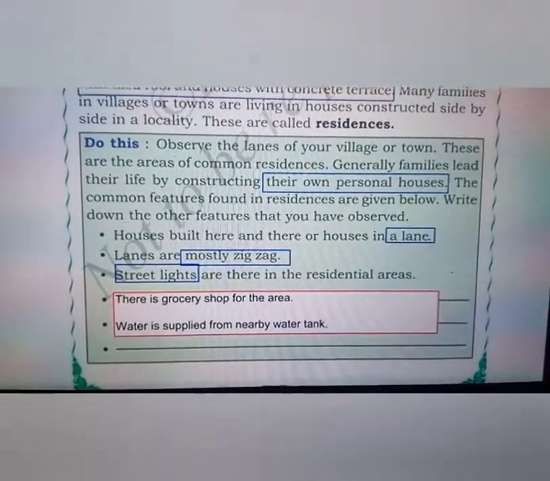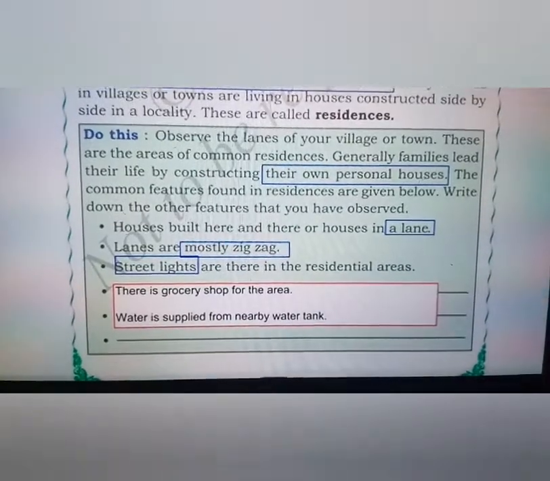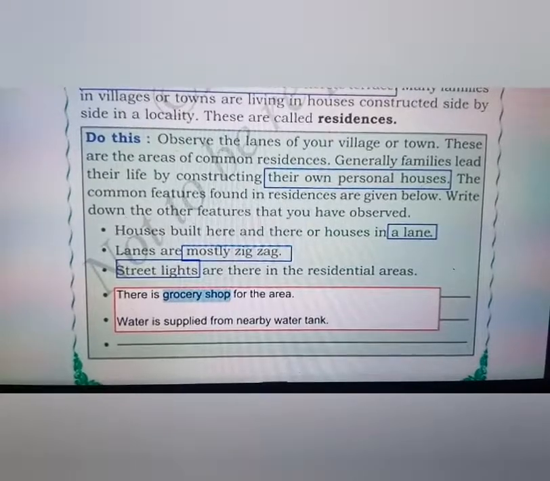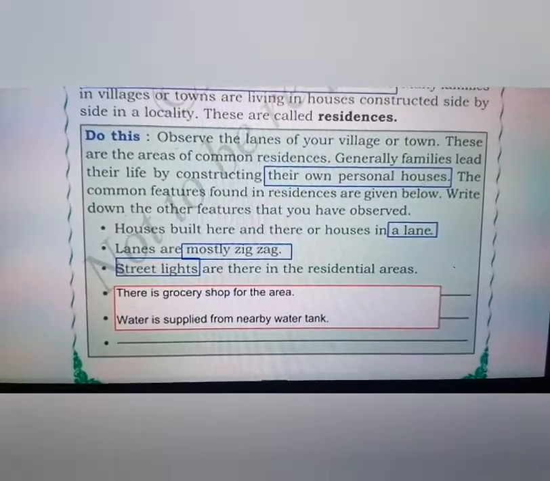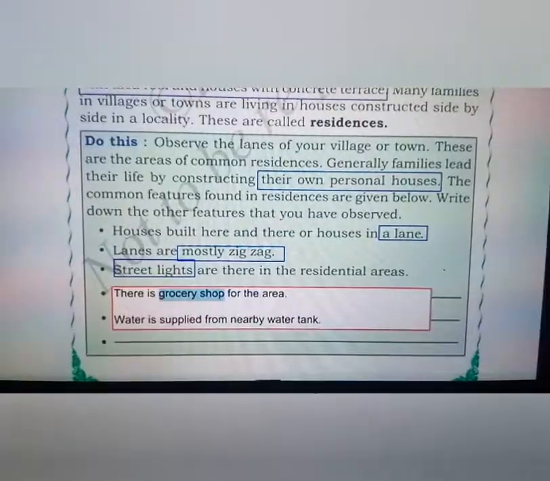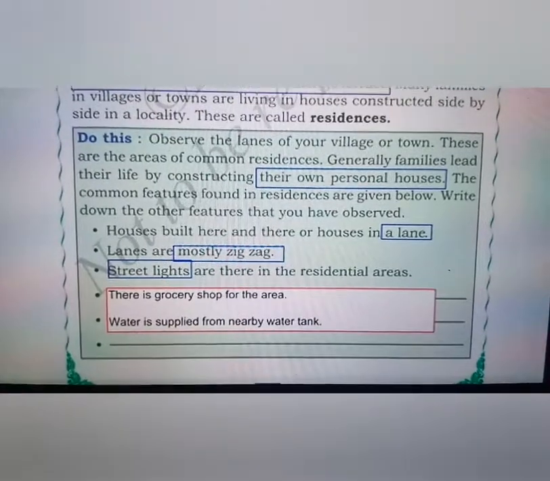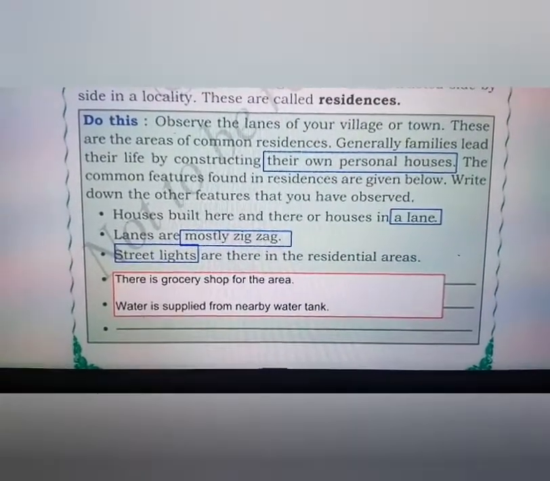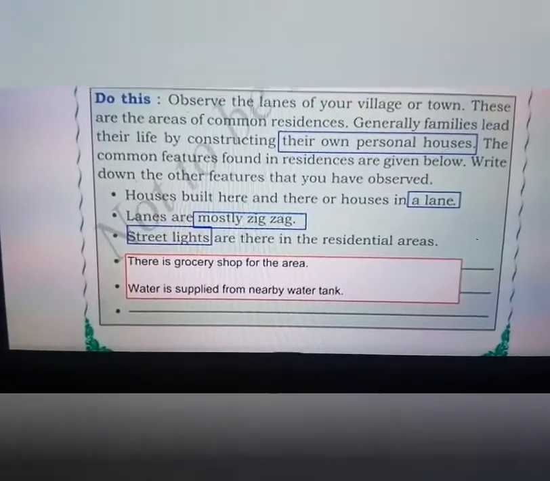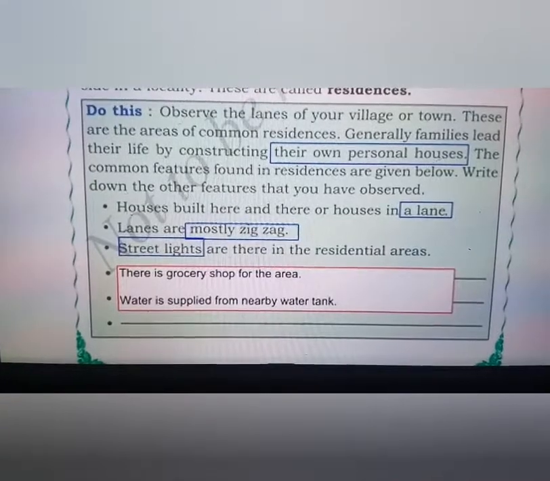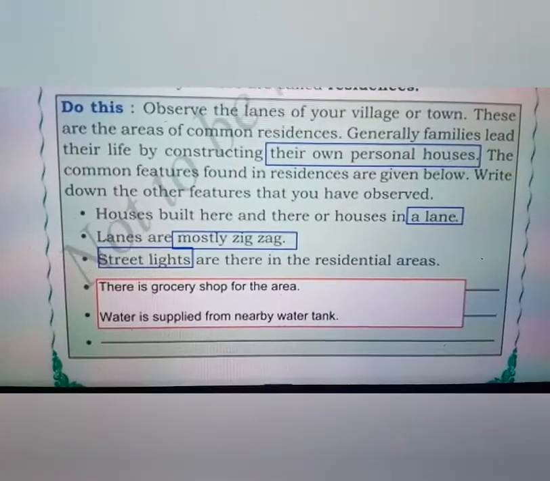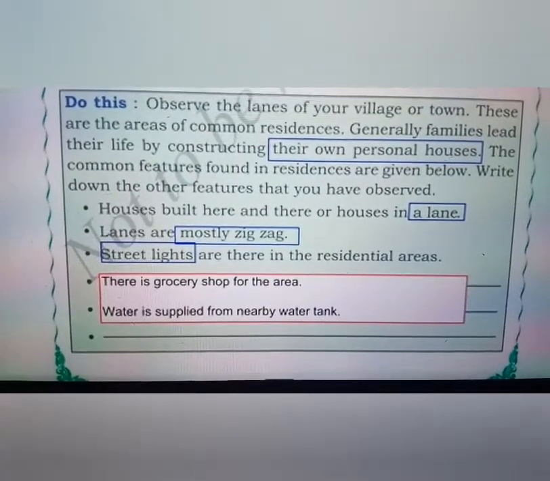I have given some more observations. In residential areas, you have observed that there is a grocery shop for that particular area. This is where all the residents can go and buy things in grocery shops. Next, water is also supplied from nearby water tanks. You can make other observations also and add them in this place.